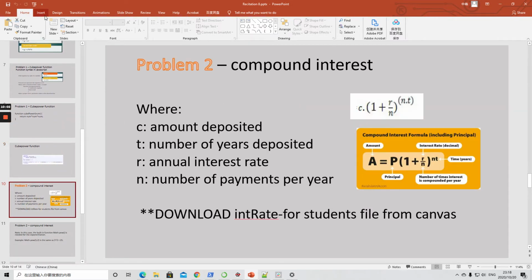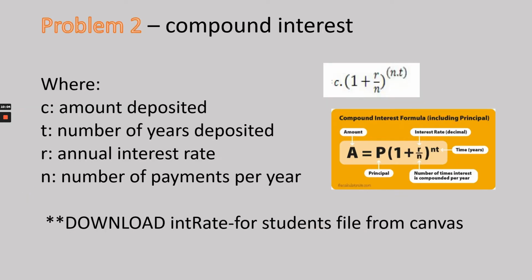Problem 2. If any of you are in the business school, I think you'll be familiar with this one. But to be honest, I don't quite understand the meaning of this. What I learned from this picture is that I have a C, amount deposit, and a T, number of years deposited, and R, annual interest rate, and N, number of payments per year. So I have these 4 variables or parameters, you could say.